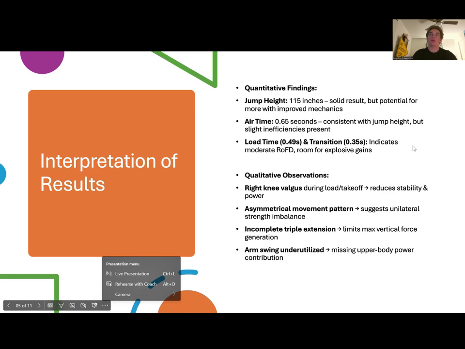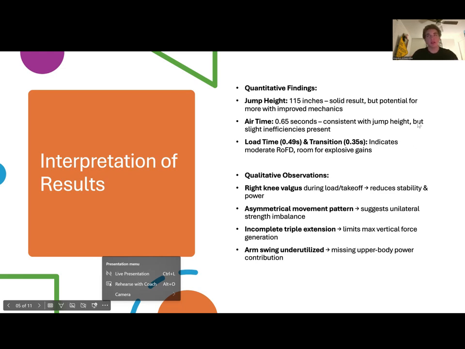Hello. Here I break down what the data is telling us about the vertical jump performance. The jump height of 11.5 inches is a solid result, but there is potential for more improvement if we clean up the technique. A load time of 0.49 seconds and a transition time of 0.35 seconds suggest a moderate rate of force development, so they're not getting off the ground as explosively as they could.